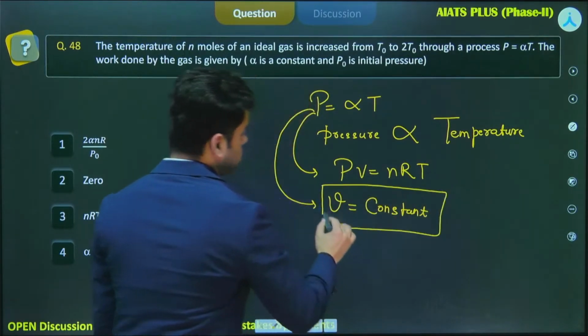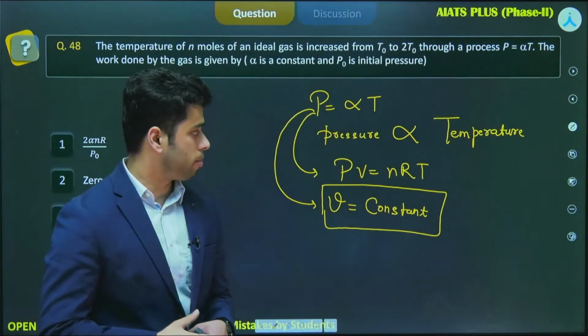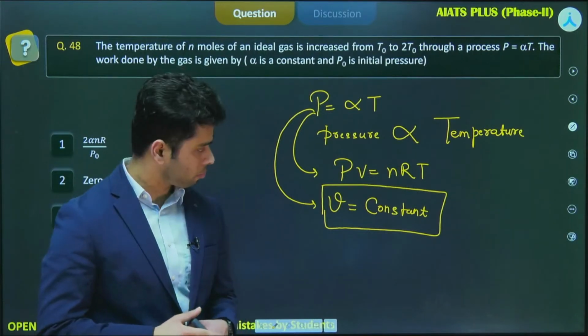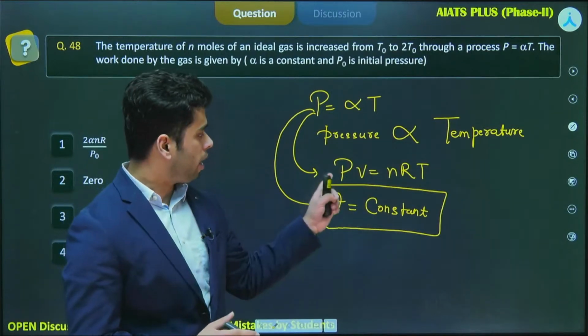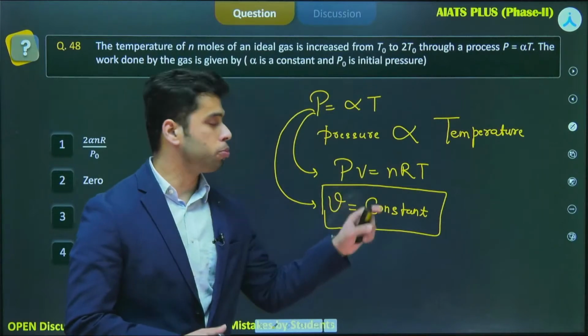So from the process equation, if pressure is proportional to temperature, I use the concept that, okay, someone is commenting me the answer nRT0. Okay. See, pressure is proportional to temperature. From the ideal gas equation, PV is equal to nRT. If pressure is proportional to temperature, volume should remain constant.